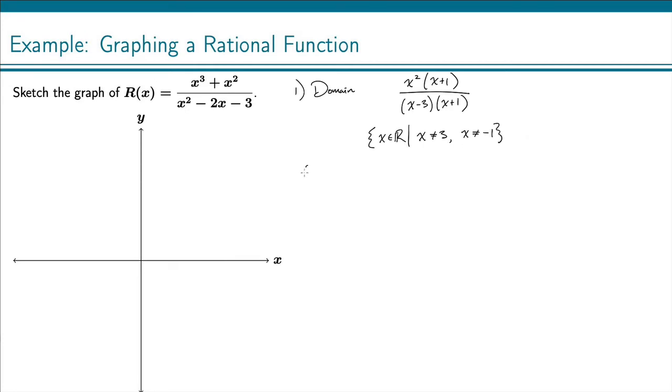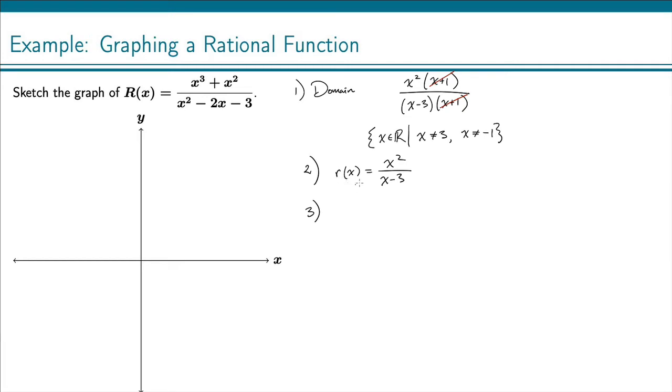Next, for a rational function, you want to reduce the fraction, because the reduced form is going to be a lot easier to work with. So here we've got an x plus 1 on top and bottom. We can cancel that out, and our reduced form is r of x equals x squared over x minus 3. Then we find the holes using that reduced form.